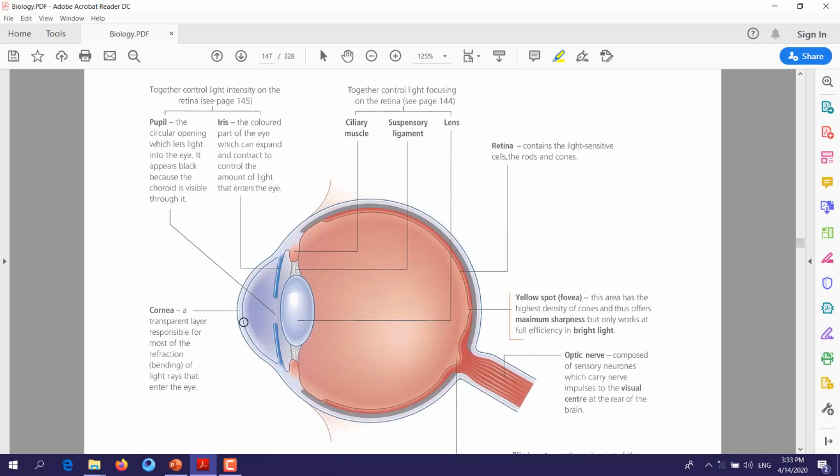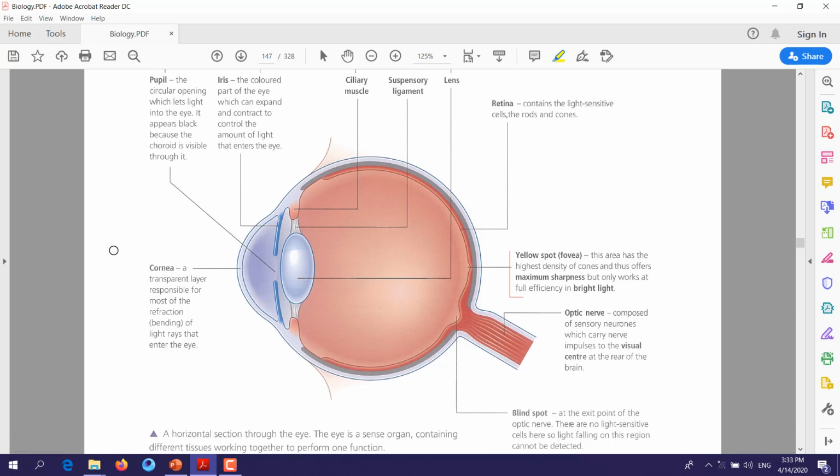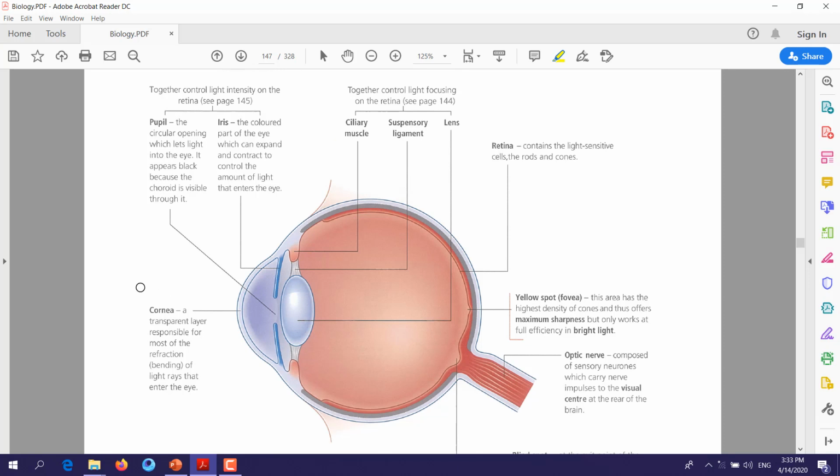Firstly, we will start from here. Here is the front of the eye. When there is a light, it will start entering the eye from this part. The first part is the cornea. The cornea is a transparent layer responsible for most of the refraction. When the light enters the eye, this light will refract, or bend. So the cornea is the first part responsible for refraction of light.